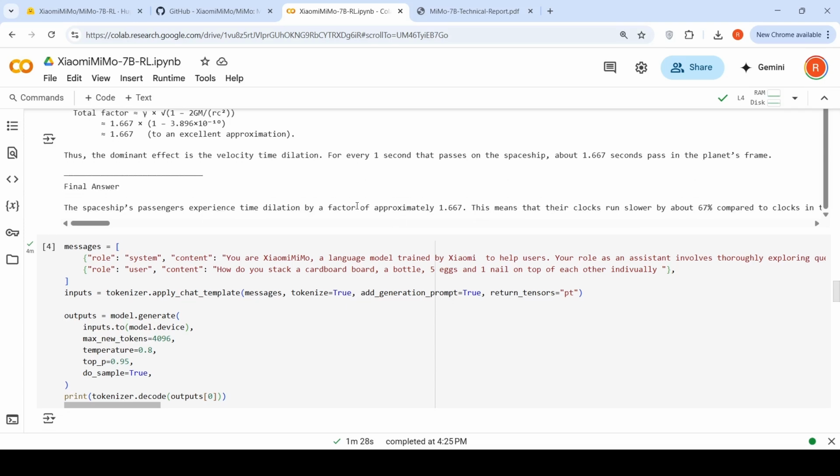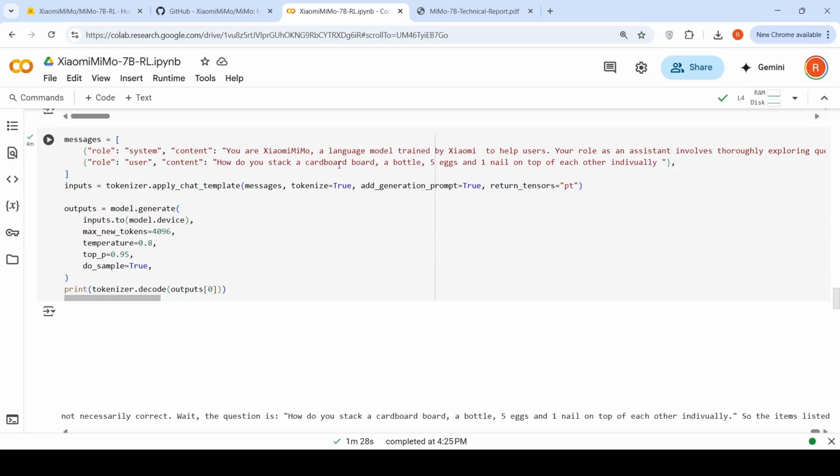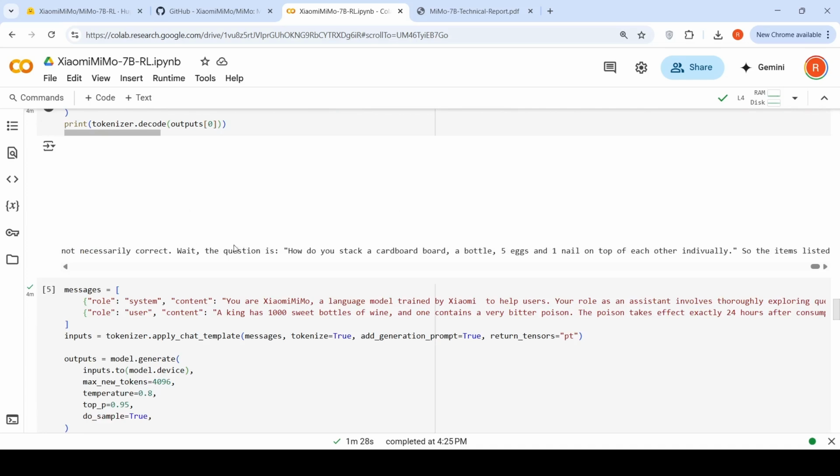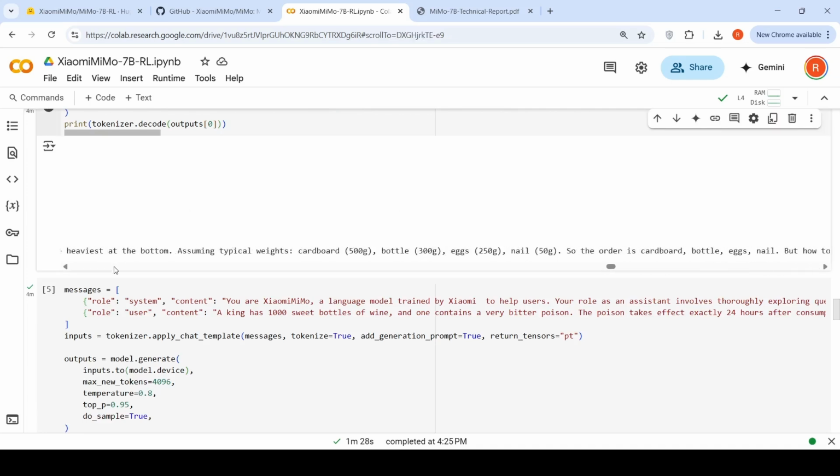This was a mathematical problem. This is a reasoning problem, about understanding of the physical world, where I ask how you stack a cardboard, a bottle, 5 eggs and 1 nail on top of each other individually. The answer I expect is that it's not a stable formation. It goes about thinking for a long time and keeps generating some kind of solutions. It says this is possible, that is possible to stack it.